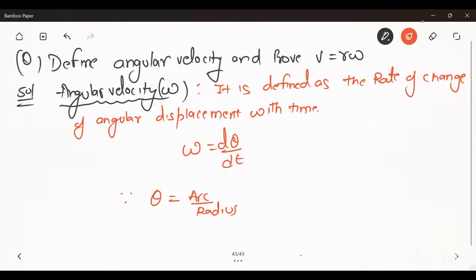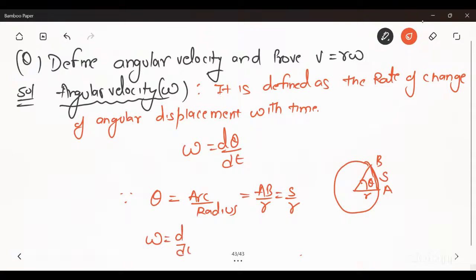Now, take the example, suppose this is the circle, that was its displacement from A to B, and that arc is AB, which is its displacement. That was your angular displacement, that was R. So arc is AB and radius is R, and the value of AB is displacement and R. So theta is equal to S upon R. So put theta equal to S upon R in the expression of angular velocity. So omega equal to d by dt of S upon R. Now take 1 upon R common.